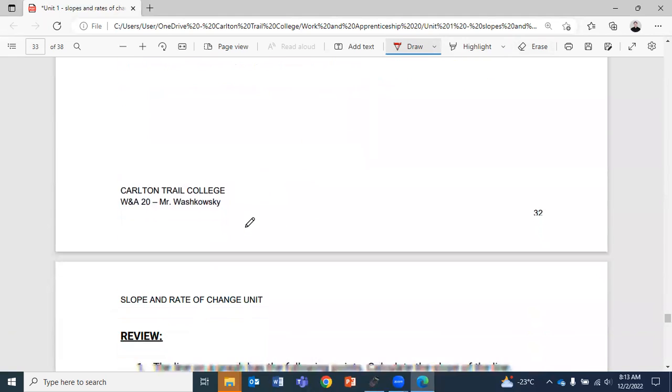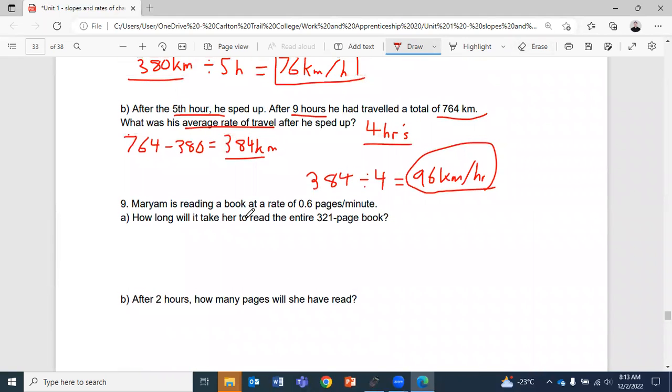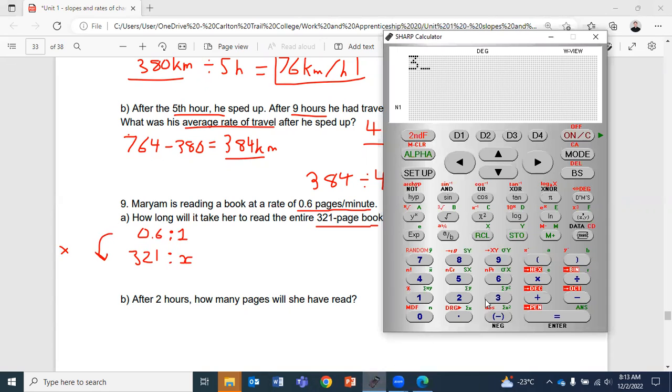Question 9. Last question. Myram is reading a book at a rate of 0.6 pages a minute. How long will it take her to read the entire 321 page book? Okay. So I know I go 0.6 pages per 1 minute. And I'm trying to figure out how long, X, it's going to take me to go 321 pages. Oh, that's easy. 0.6 times something got me 321. So how many times does 0.6 go into it?